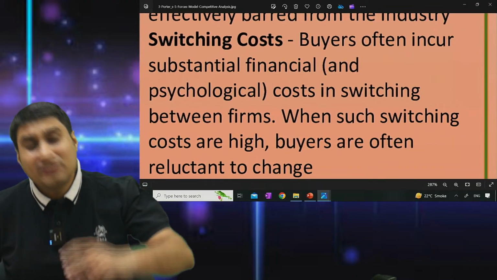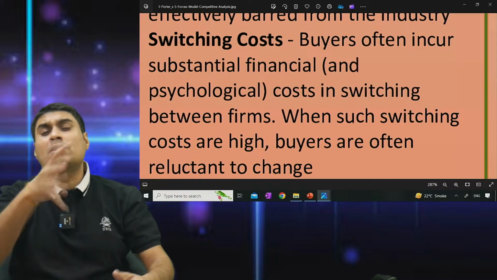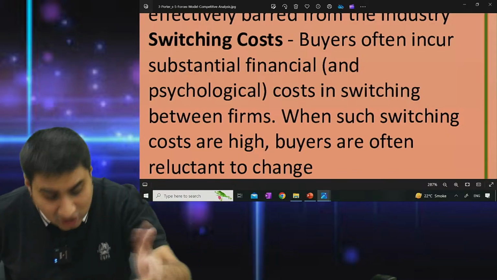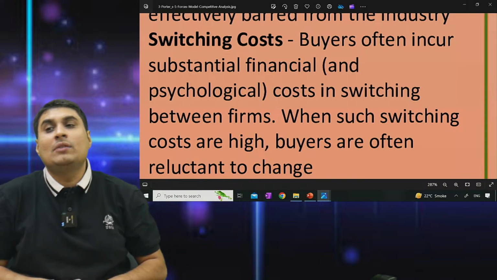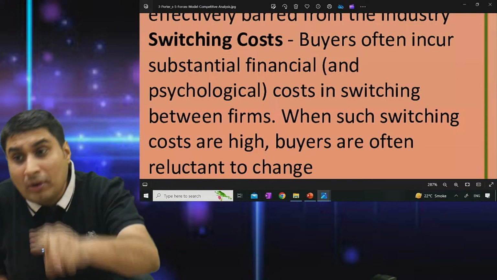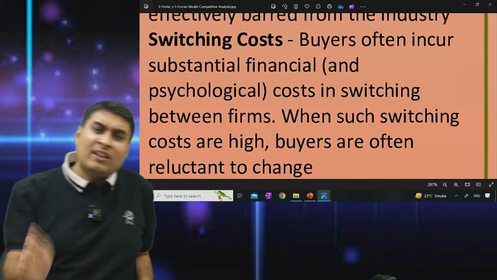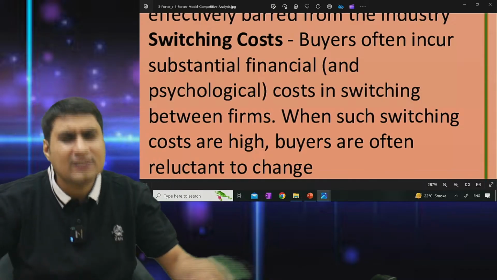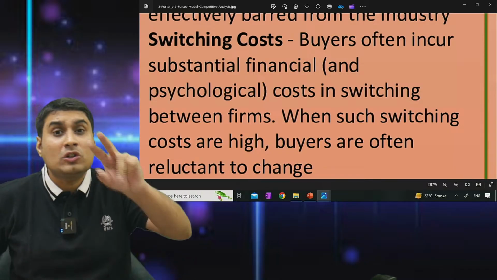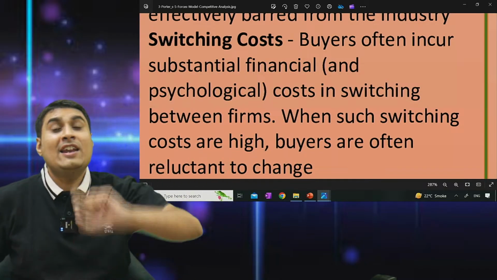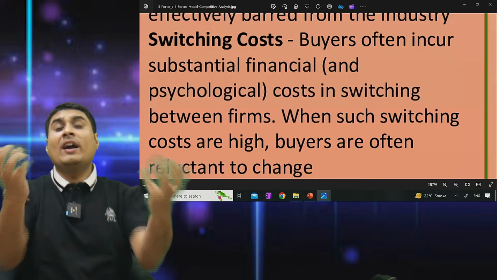Switching cost. Buyers often incur switching costs in switching between firms. When switching costs are high, buyers will not change. Now this is a little tough, so listen nicely. What is switching cost? The cost of switching from one firm to another. Whenever that cost is high, never go into such an industry. You will ask me, why should I not go into such an industry? Because people will not switch. And if people will not switch, how will you get new customers?